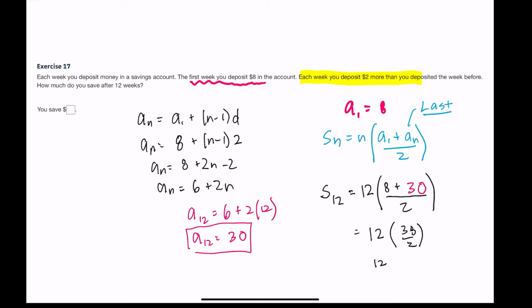S sub 12 is 12 times 38 over 2. And then 38 over 2 is 19, so we got 12 times 19. If we go ahead and multiply that together, the sum will be 12 times 19, which should get you 228. And it's going to be dollars. So that's how much we'll save after 12 weeks.